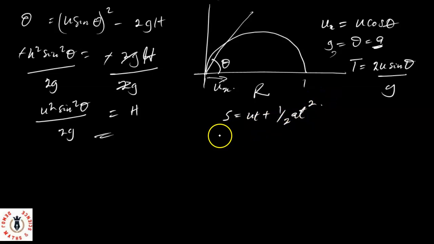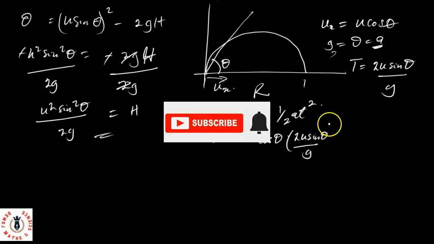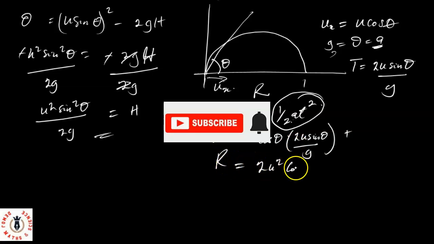Now our s equals r, which is the range. That means r will be equal to u, and our u is the ux component, that is u cos theta, into 2u sine theta over g, plus half times a. Our a is g, and g equals 0 because we're looking at the horizontal component of the motion. So a equals 0, so the whole of this equals 0, and I don't need to think of that any longer. So r will be equal to 2u squared cos theta sine theta over g.